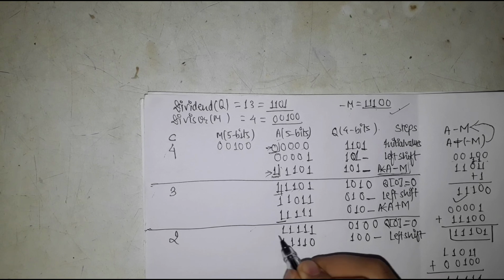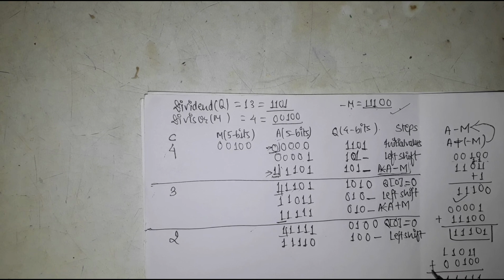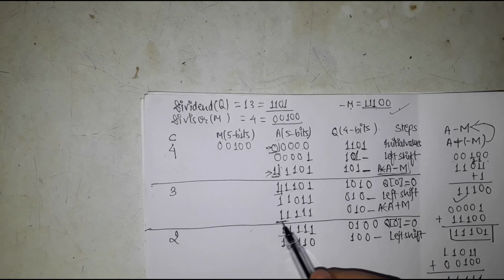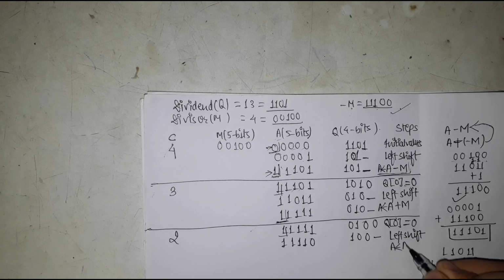And the first one has been discarded again. Now, whether to perform A plus M or A minus M, we have to check the value over here, right? So we have 1 over here. So that means we'll have to carry out A plus M. This is possibly the best way to remember the process.